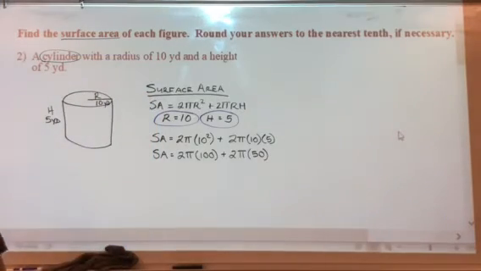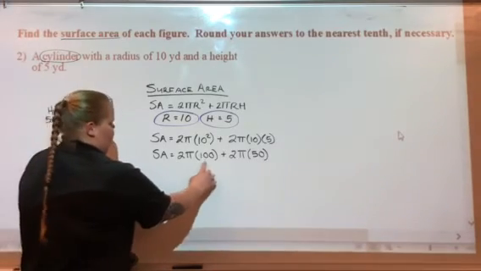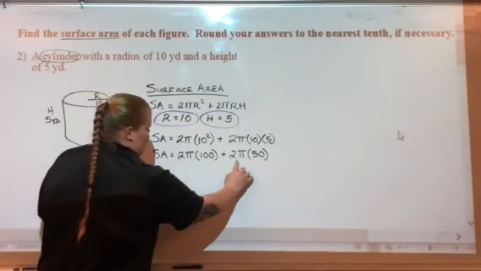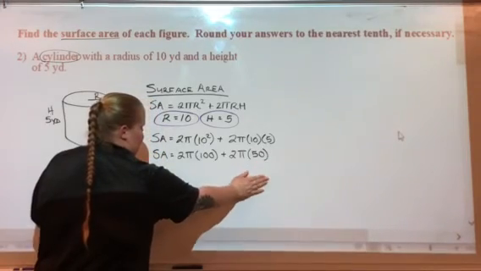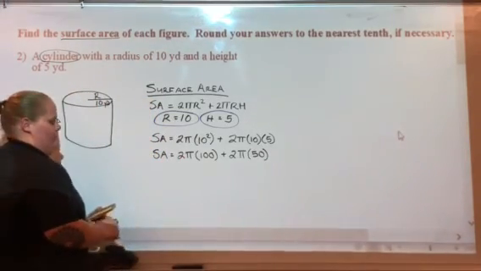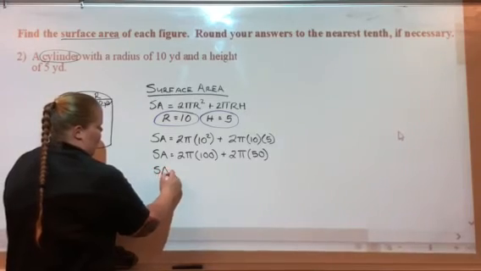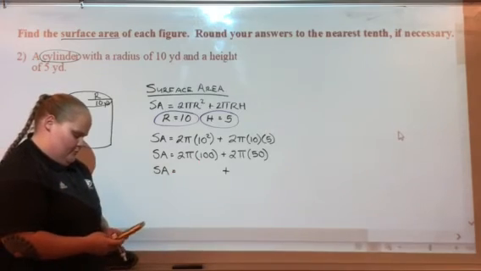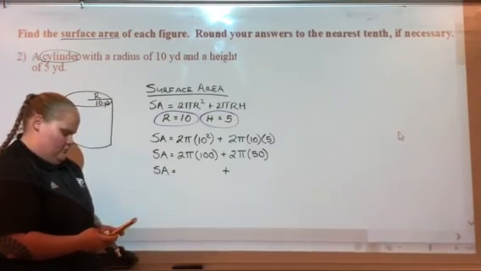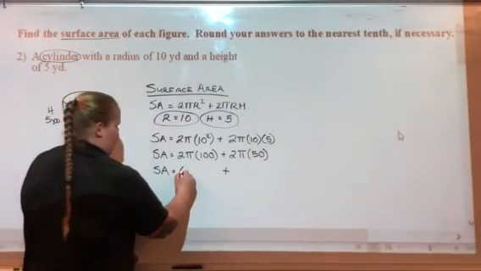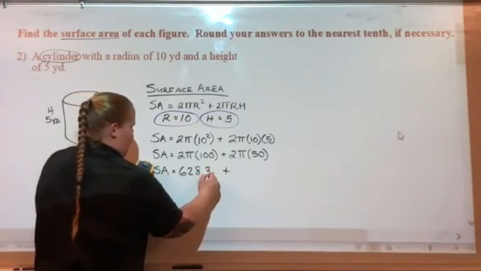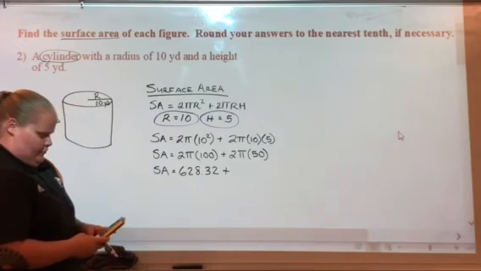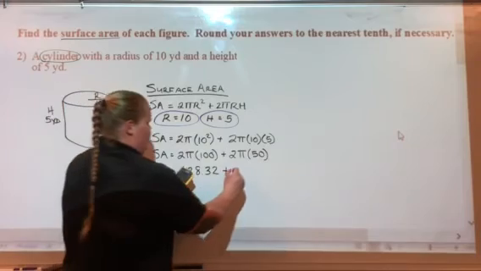Okay? So when you're putting problems like these into the calculator, what I would do is do this part first, write it down, then type this part in, and then write it down, then worry about adding them together. That way there's less chance of error. So that's what we're going to do. 2 times pi times 100. That's going to be 628.32.